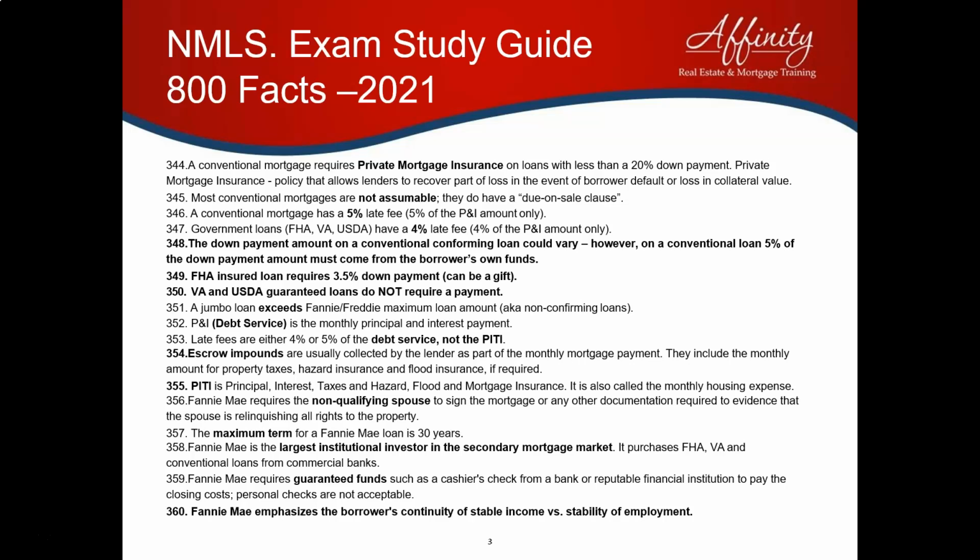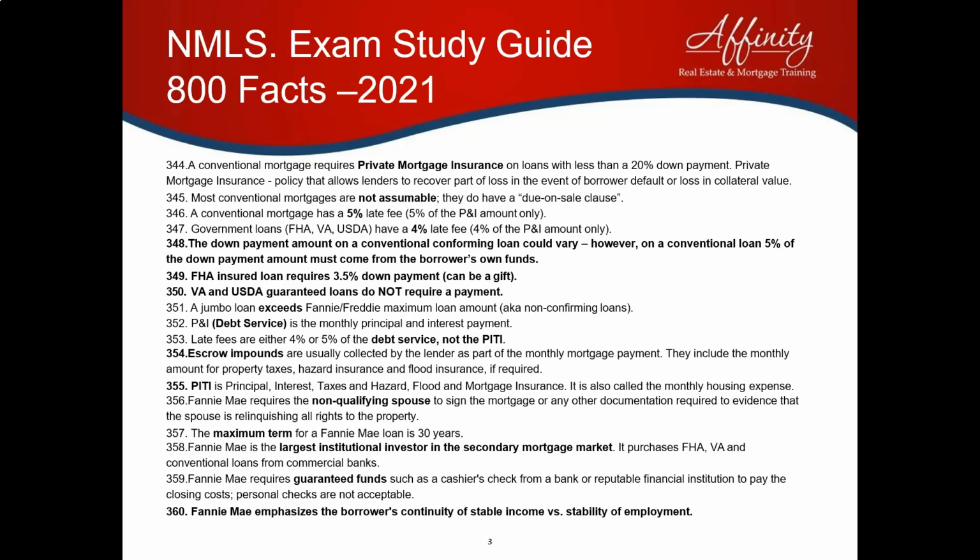Escrow impounds are usually collected by the lender as part of the monthly mortgage payment. They include the monthly amount for property taxes, hazard insurance, and flood insurance if required. PITI is principal, interest, taxes, and insurance. Hazard, flood, and mortgage insurance is included in that. It is also called the monthly housing expense. Fannie Mae requires the non-qualifying spouse to sign the mortgage or any other documentation required to evidence that the spouse is relinquishing all rights to the property.